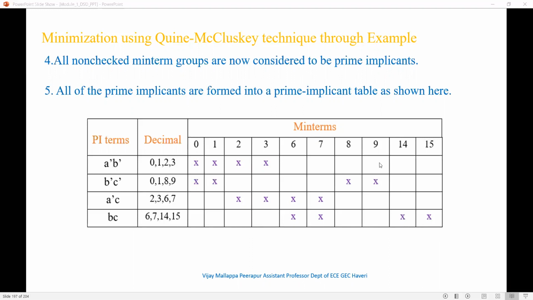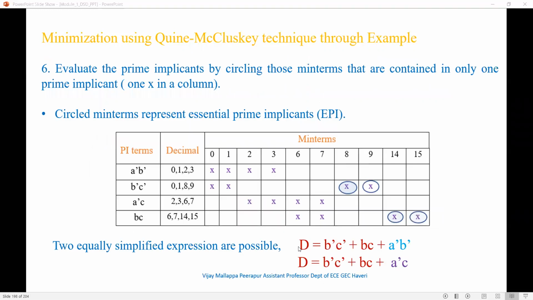Now, in whichever column we see only one X, that becomes our essential prime implicant, right? So now we evaluate this prime implicant table to see if there is only one X in the column. If there is only one X in the column, it means that those mean terms are unique, and that needs to be included in the minimized Boolean expression. You can see here for 8 and 9 there is only one X in the column, and similarly for 14 and 15 we have only one X in the column.